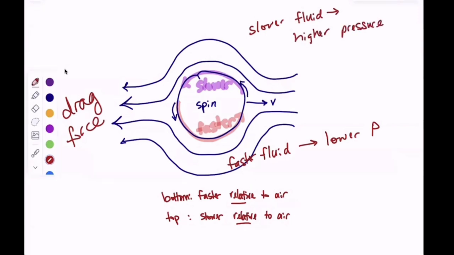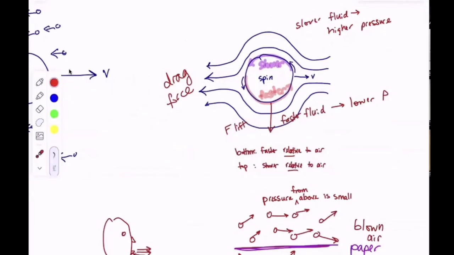And I drew it backwards. So unfortunately, my lift force is now down. The main idea is that one side has the wind or the air traveling faster relative to the ball, and the other side is slower because of the spin. And then that creates a pressure difference, which points from high to low. So that's going to give you your lift force. And people call this the Magnus lift force.